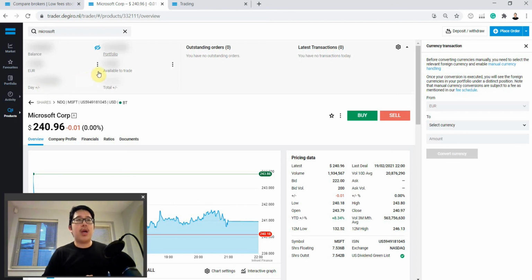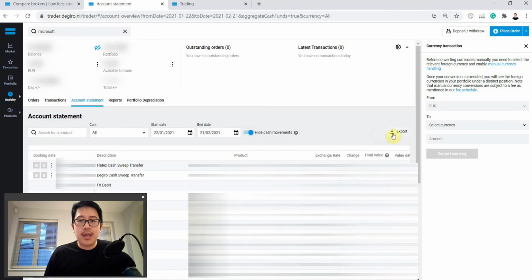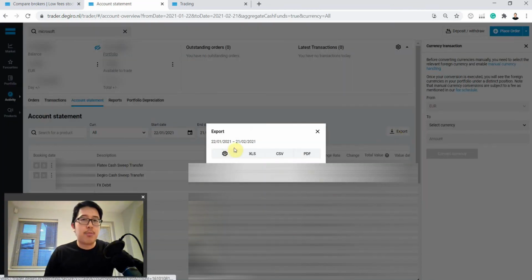So if you want to look at your dividends, and see how much tax you're paying and how much foreign exchange processing fee, what you can do is go to activity, then account statements. After that, you click export. When you export it out to Excel, you get to filter and see how much dividends you're earning, how much dividend tax you're paying, and how much foreign exchange processing fee you're paying. So you just need to filter it out, then you can see it in all the statements.